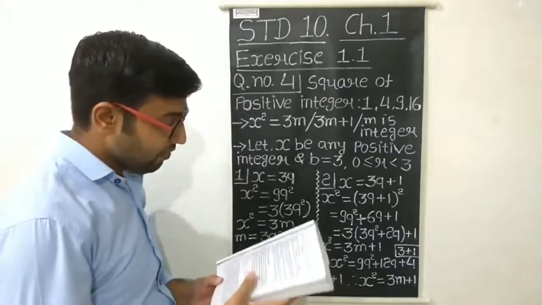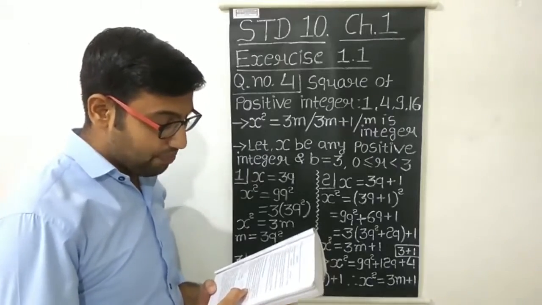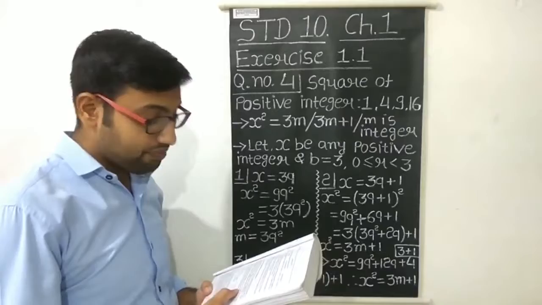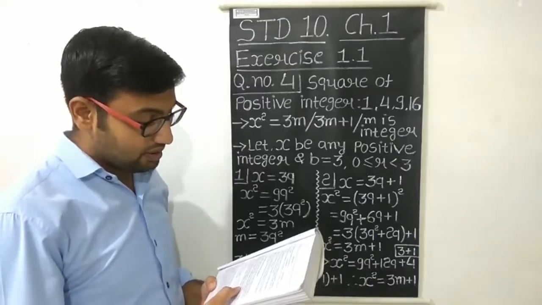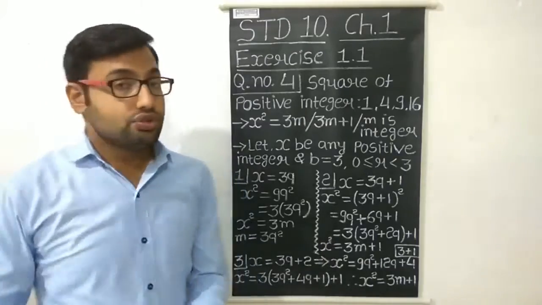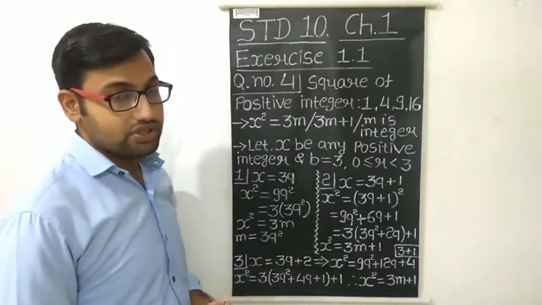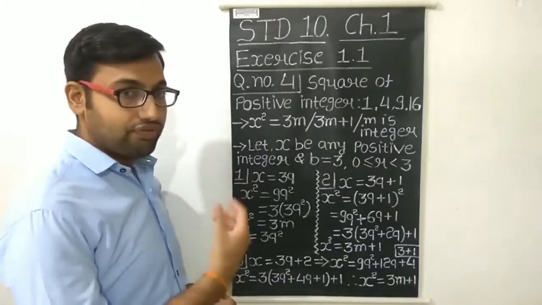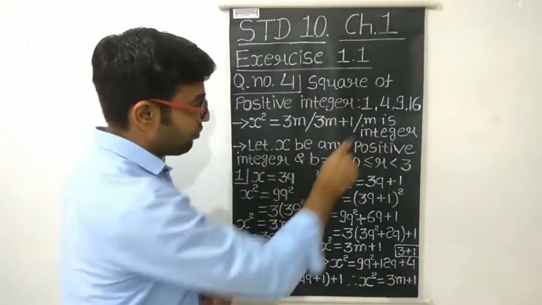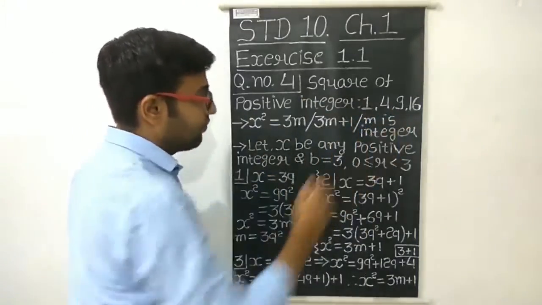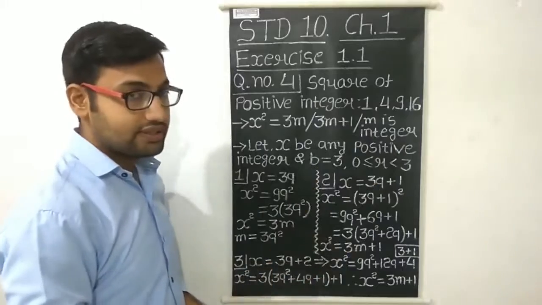The question is: use Euclid's division lemma to show that the square of any positive integer is either of the form 3m or 3m plus 1. What is m? m is some integer, right? So what we have to show is that the square of any positive integer is of this form. Let's start from the first numbers. We can write the squares of positive integers: the square of 1 is 1, the square of 2 is 4, the square of 3 is 9 and the square of 4 is 16. You can also write other square numbers, 25, 36, right?